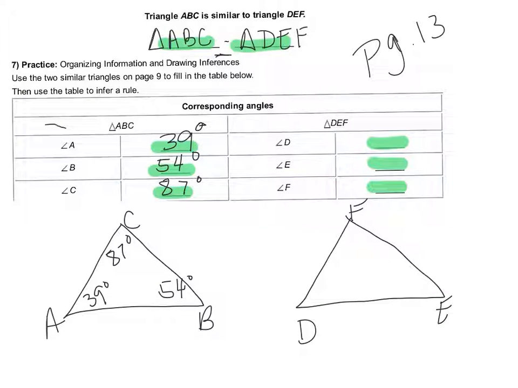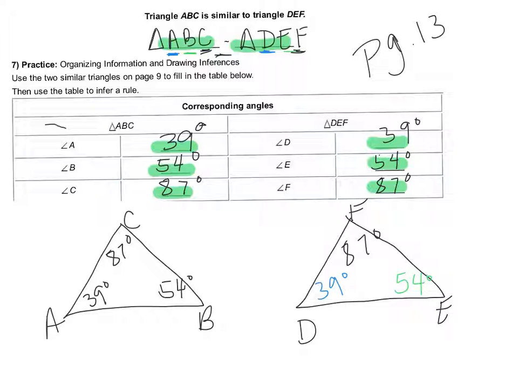Now, if we're talking about corresponding angles, then angle A, the first letter, is going to correspond to angle D, the first letter of the other triangle. So right here, angle D is 39 degrees. Our middle letter is going to be B, and B is 54 degrees, so it's going to correspond to E. So E is going to be 54 degrees, and then C is going to correspond with F because it's our last letter, so that one's going to be 87 degrees. And that's how you would label that: 39 degrees, 54 degrees, and 87 degrees.